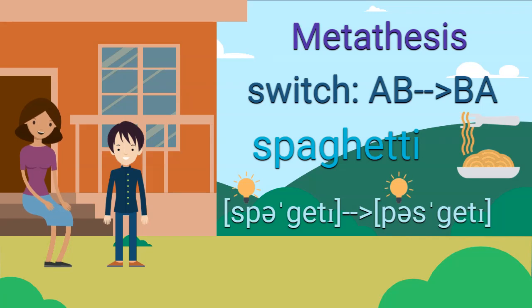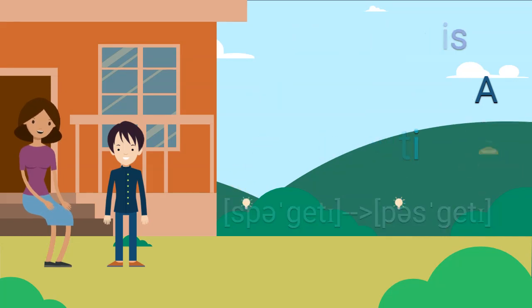Next is metathesis. For this rule, we are trying to switch the sounds. This normally occurs with children's speech, like the word spaghetti, but they pronounce it as paschetti, paschetti.